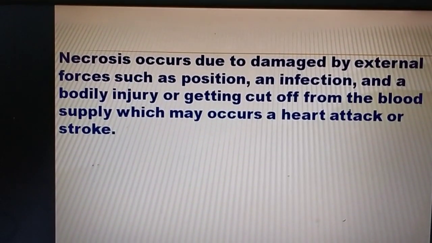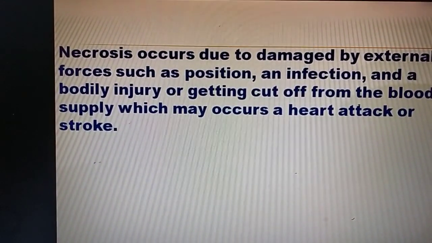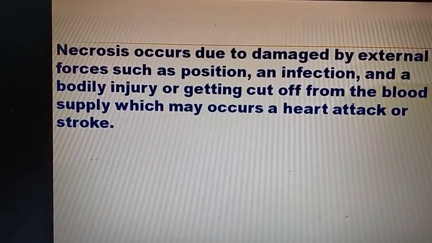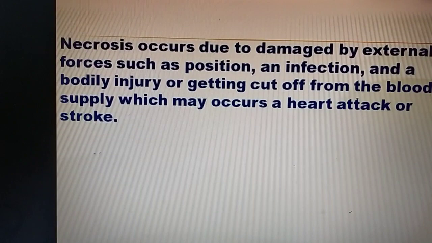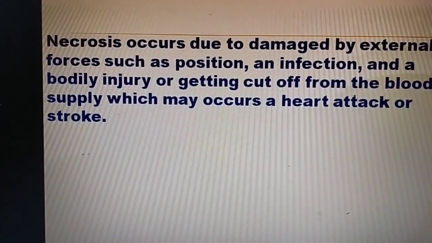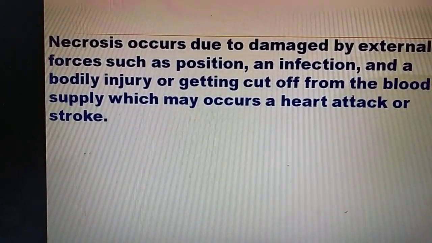Necrosis occurs due to damage by external forces such as poison, infection, bodily injury, or getting cut off from the blood supply, which may occur in a heart attack or a stroke.